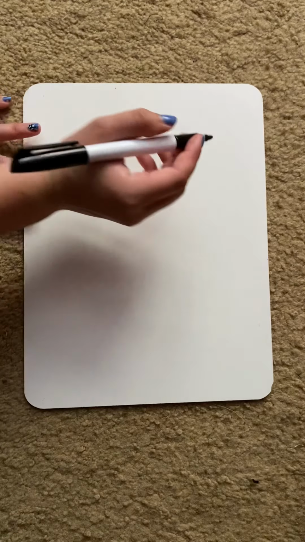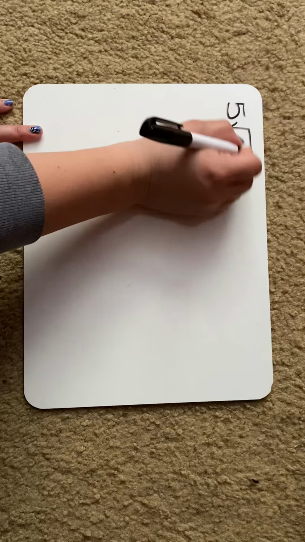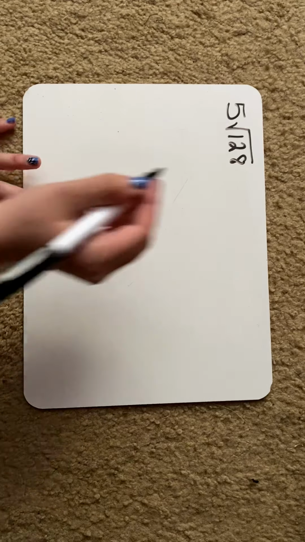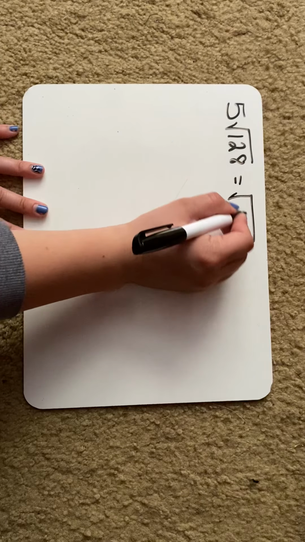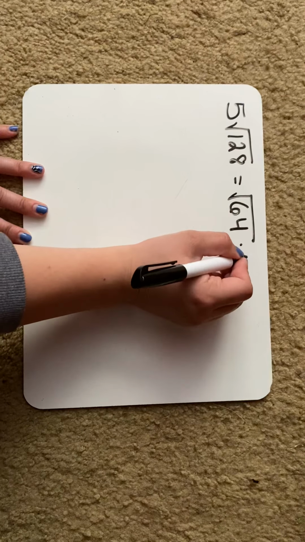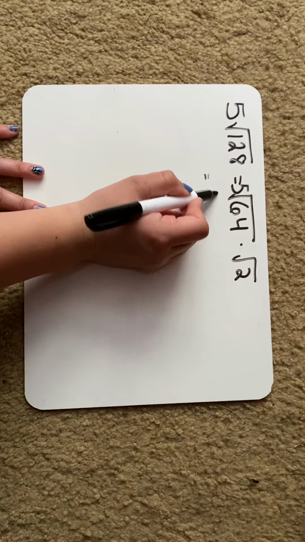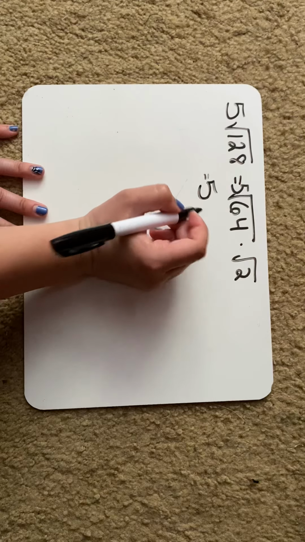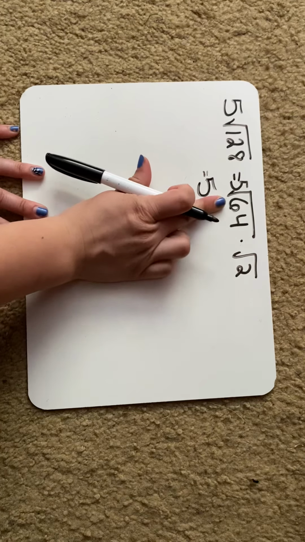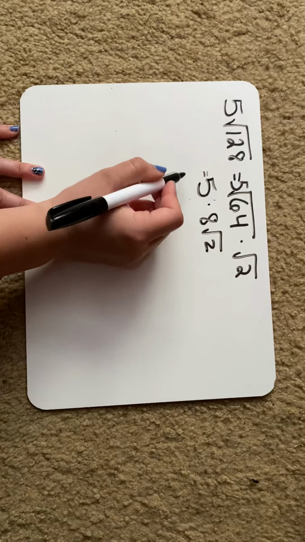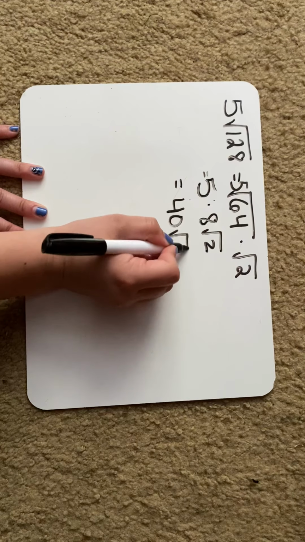Number 5, we have 5 times the square root of 128. Now this number is a little higher, so you guys might have had trouble trying to figure out what number goes into it. But it's actually 64 times 2. And you keep the 5 in front. So the square root of 64 is 8. So we have 5 times 8 times the square root of 2. So we get 40 times the square root of 2.